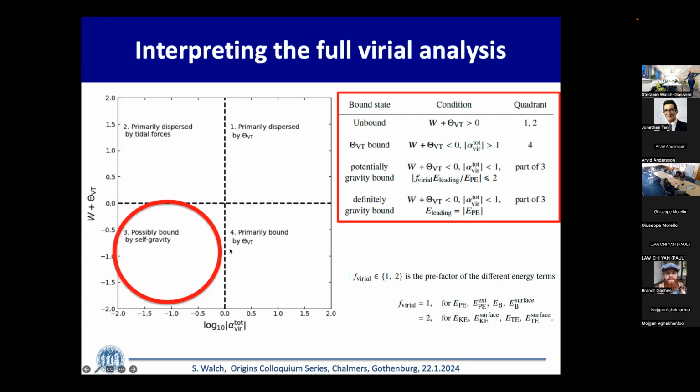If you go down here, you are in the region where you can have bound structures. But here you have something which is bound, but not by self-gravity, but rather by ram pressure or some confining magnetic term, something like that. Only when you go to this quadrant 3, you can have something which is possibly bound by self-gravity. And here we distinguish between potentially bound, so these are all the structures in quadrant 3, and structures which are definitely bound. So here we can basically measure if the leading energy term is the potential energy term, then we say, okay, this is really gravitationally bound. There's no doubt about it.